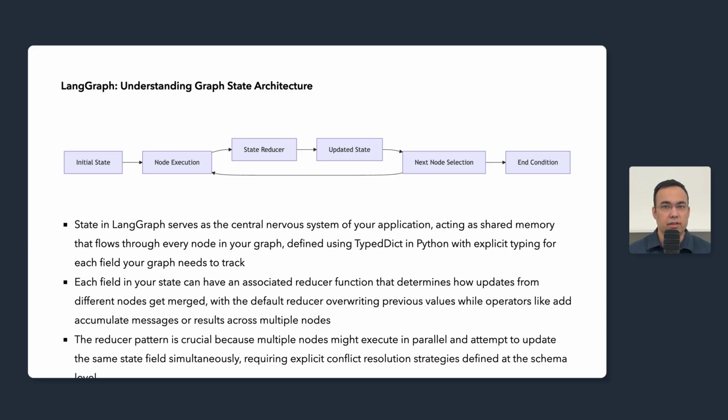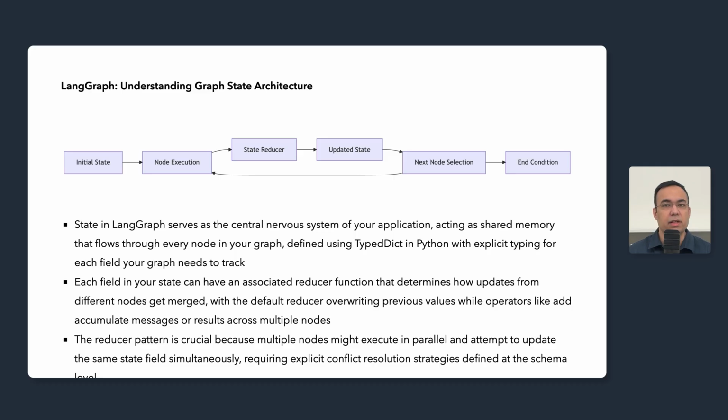Now let's talk about state architecture, which is really the central nervous system of any LangGraph application. If you understand state well, everything else in LangGraph becomes much easier to grasp. The state in LangGraph acts as a shared memory that flows through every single node in your graph. You define the state using TypedDict in Python and you specify exactly what data your graph needs to track throughout your execution. This could include the user's original input, conversation history with all the messages exchanged, intermediate results from various processing steps, flags that control routing decisions, and really anything else your application needs to remember as it moves through the graph.